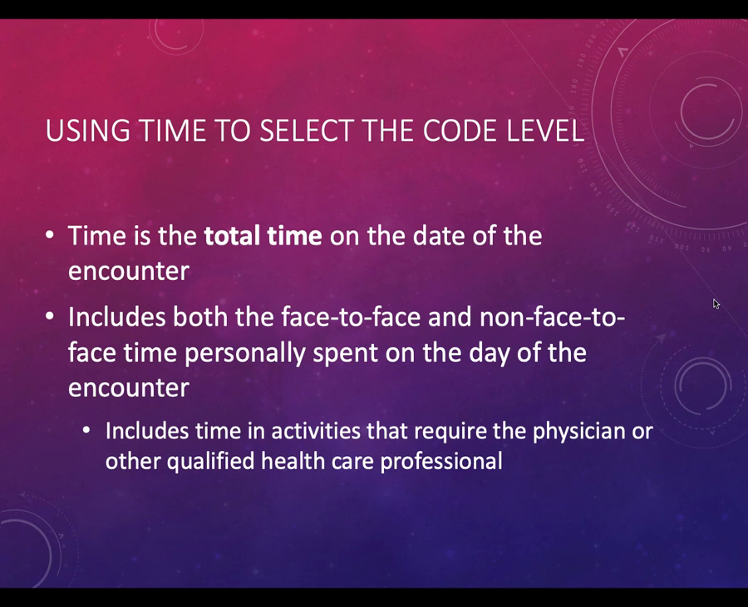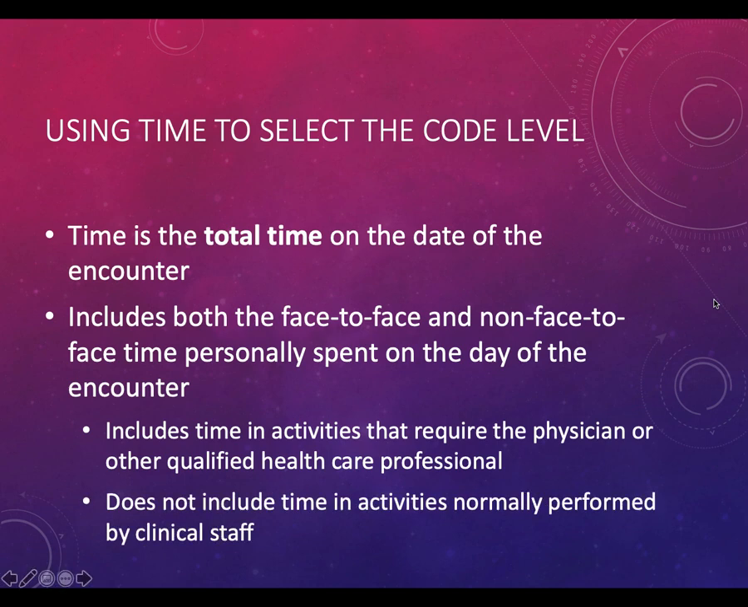Time is total time, which includes all time on the date of the encounter personally spent by the physician in qualified activities to do with care of the patient. Time spent on days before or after the encounter was accounted for in valuing the codes, but is not used in code selection. Time and activities normally performed by clinical staff also does not count in code selection. This distinction is less confusing when you consider that generally time for activities done by the physician counts, and time by clinical staff does not count.